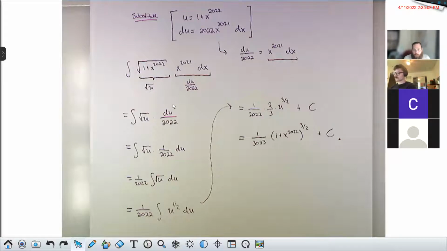Again, as much as we might want to do it, I cannot distribute the 3 halves power to these two terms separately because powers don't play nice with addition or subtraction. That's why roots do not. All right, let's keep going in this direction.